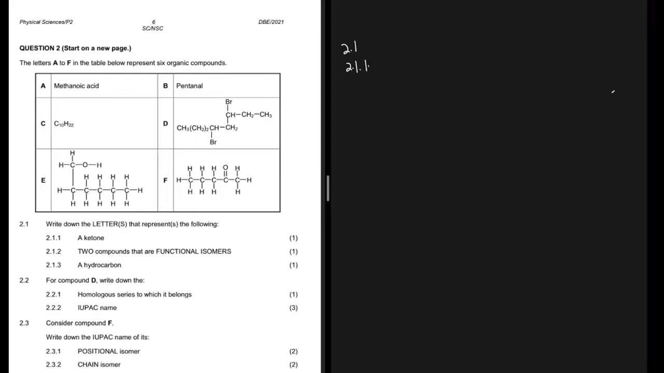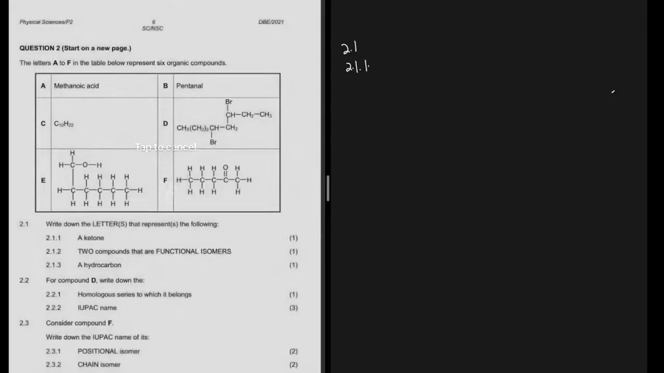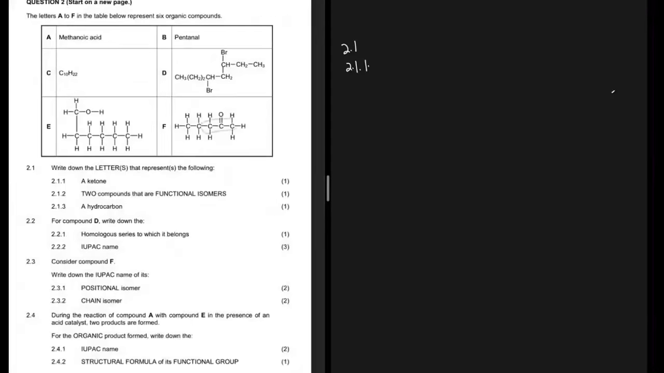Why am I saying F is the ketone? I'm saying that because of the functional group. Let me do something real quick so that I can show you what I'm talking about. So here's the functional group here. This is the functional group for ketone. So as soon as I see that, I know that I have a ketone. So that is F. We have 2.1.2.